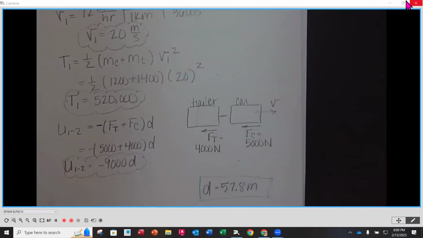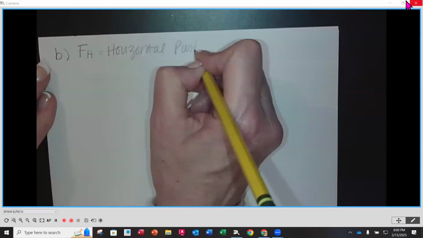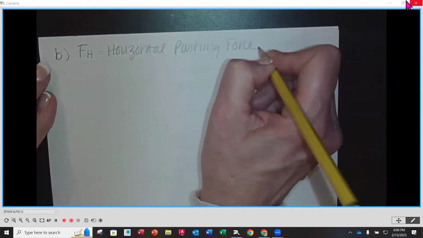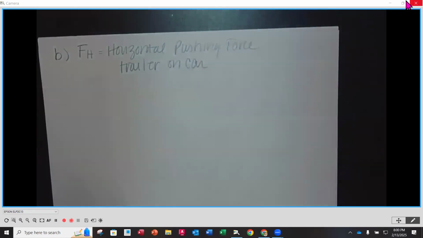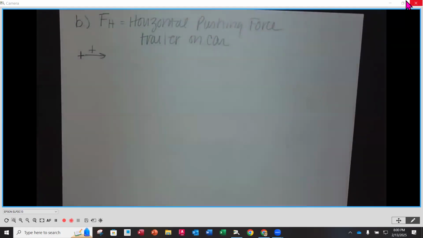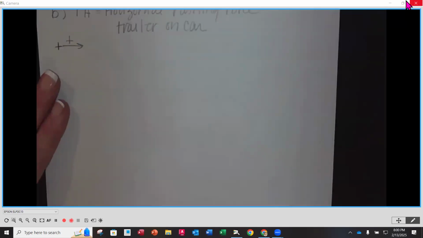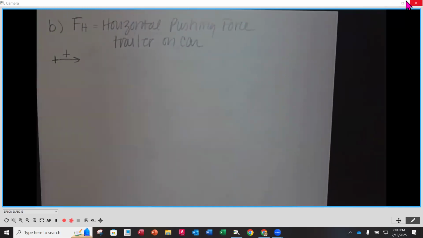Part B, which is where the question was, this one now, we want to know what is that horizontal force that the trailer pushes on the car with. So we will call that FH, and that's going to be the horizontal pushing force. Trailer on car. Now we're going to use the convention where we're going positive this way, like our normal convention. And we now know the distance that this is going to occur in.